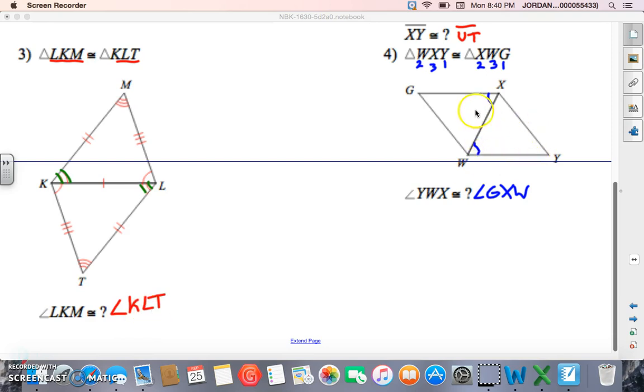Now on this one, similarly, we've got what's congruent to angle YWX. So on this triangle, Y comes first, then W, then X. So if we number them, Y is 1, W is 2, X is 3, and number the corresponding ones on this triangle, G would be 1, X would be 2, and W would be 3. So then we would say angle GXW is the angle that corresponds. In the shape you can see YWX and then GXW would be the ones that correspond to each other.